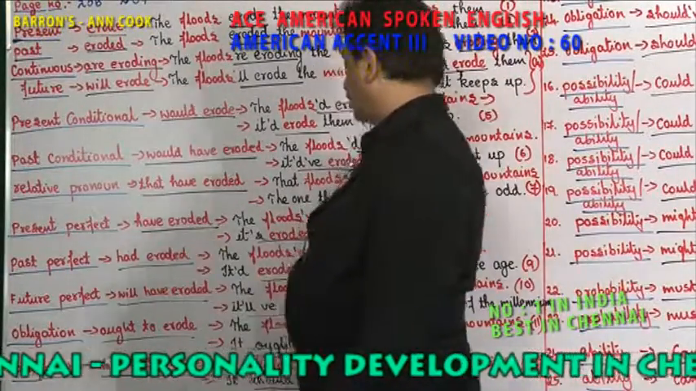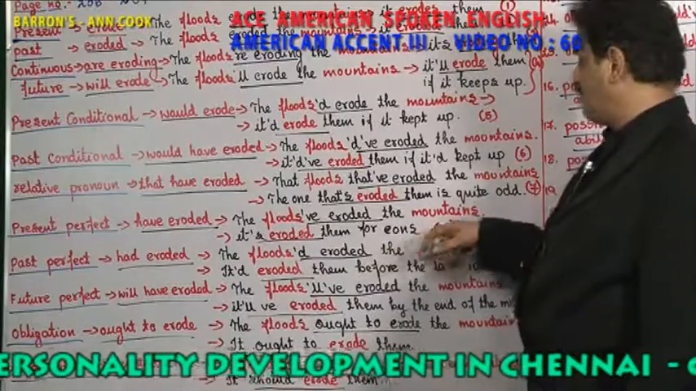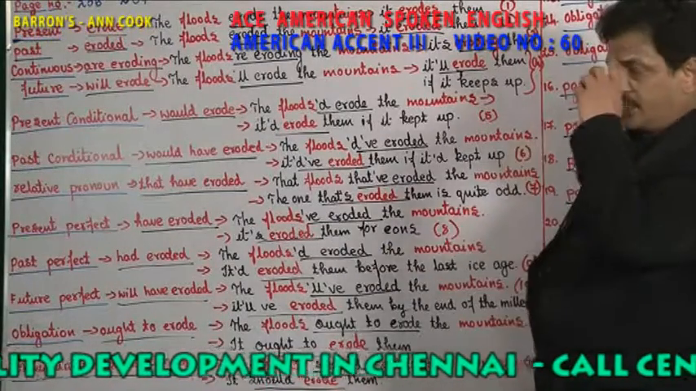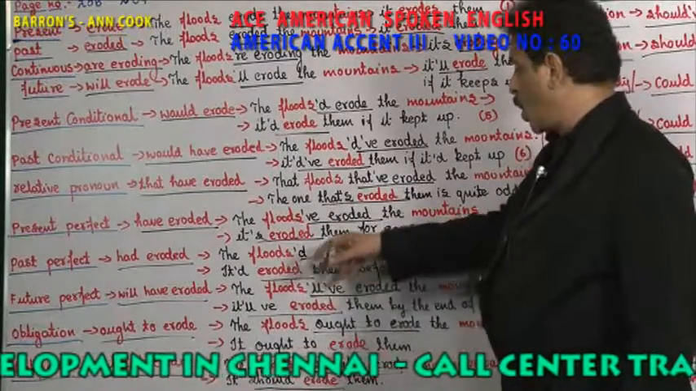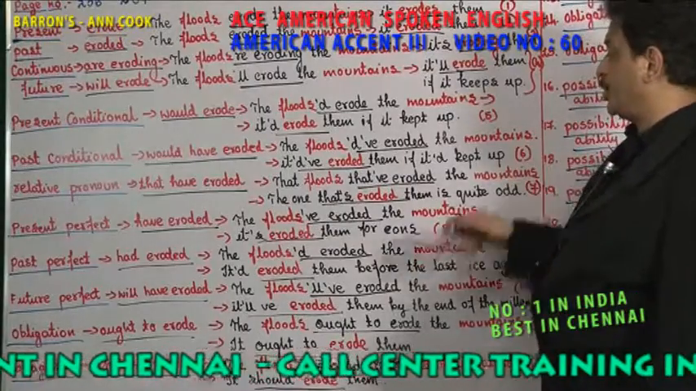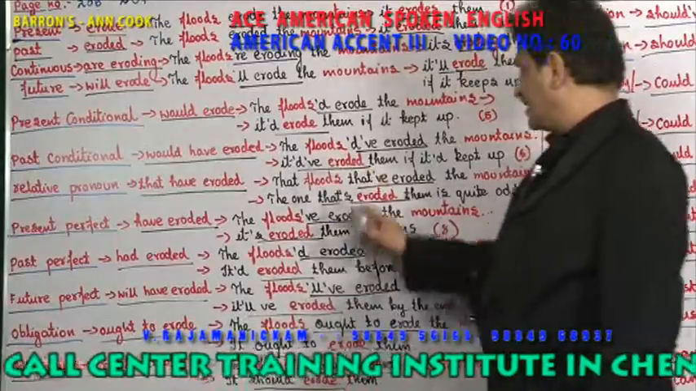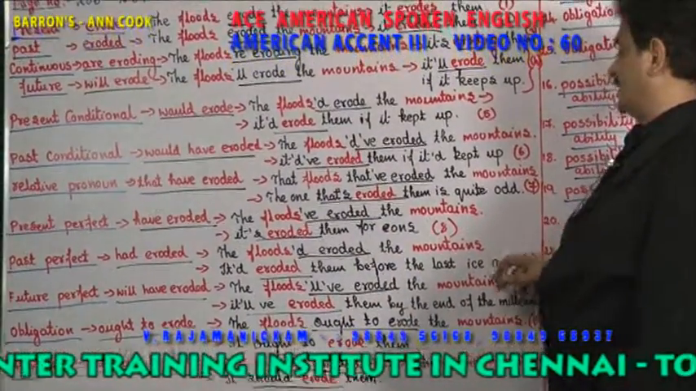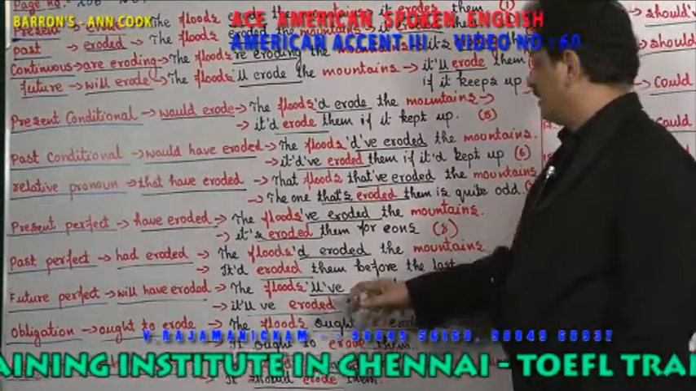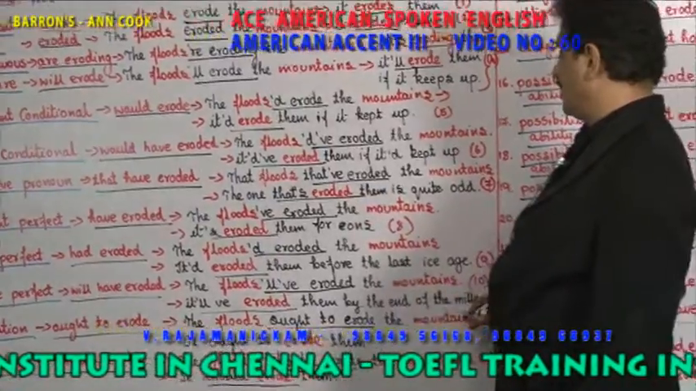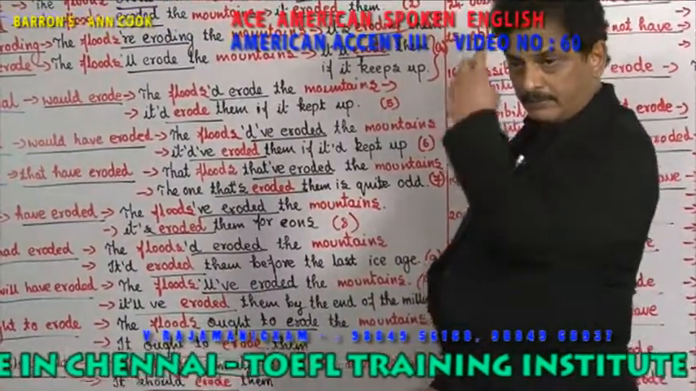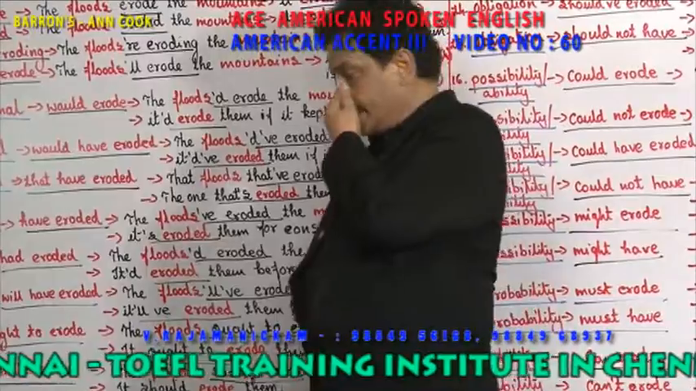Past perfect: had eroded. The floods had eroded the mountains. The floods and mountains are stressed. It had eroded them before the last ice age. Future perfect: will have eroded. The floods will have eroded the mountains. The floods and mountains are stressed. It will have eroded them by the end of the millennium. Millennium means what? 1,000 years, isn't it?